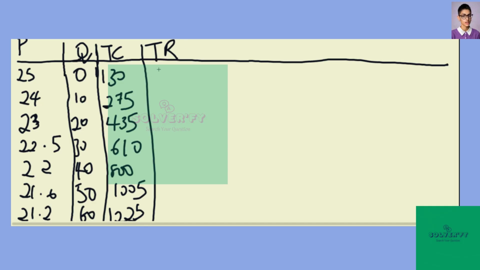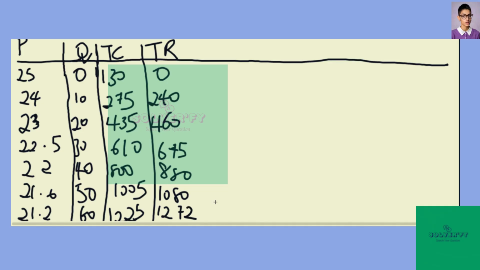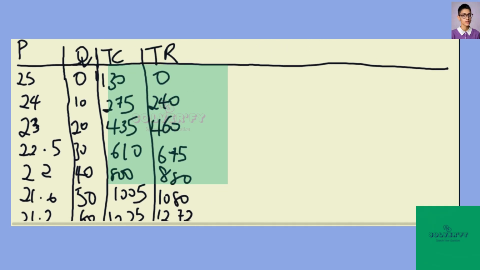So 25 times 0 is 0. 24 times 10 is 240. The next line, 23 times 20 is 460. Then the next one is 675. Then we have 880, 1080, and then 1272. So the next thing the question wants us to find is marginal revenue.